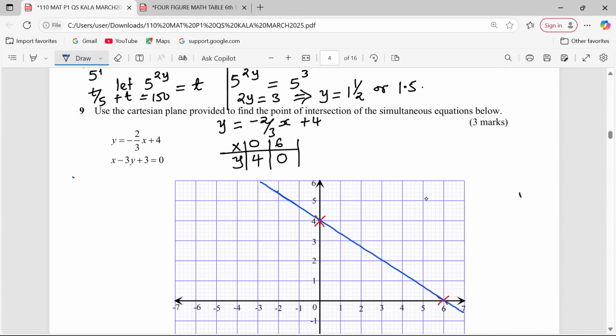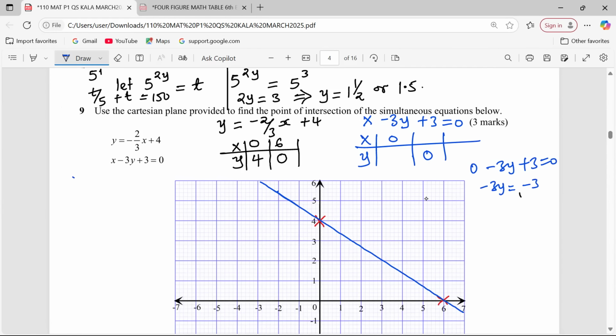Let's go to the second line. The second line is x minus 3y plus 3 equals to 0. X, y. At x equals to 0, what shall be y? And at y equals to 0, what shall be x? At x equals to 0, the equation becomes 0 minus 3y plus 3 equals to 0, meaning that negative 3y equals to negative 3. And this means y equals to positive 1.